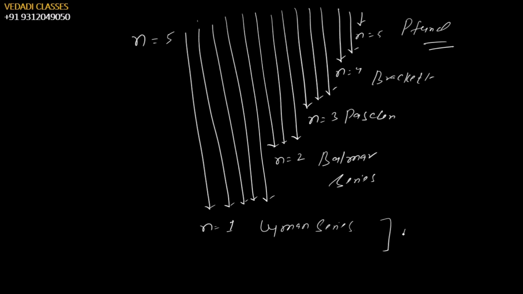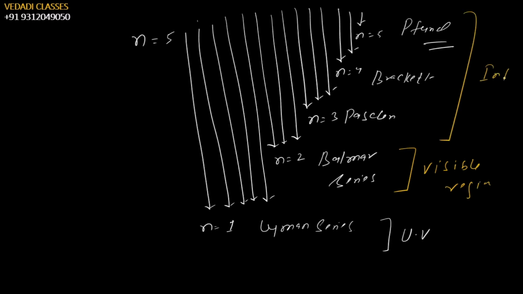The Lyman series is formed in the ultraviolet region, whereas the Balmer series is formed in the visible region, and these 3 are formed in the infrared region. So this is near infrared, and far infrared, just like this.